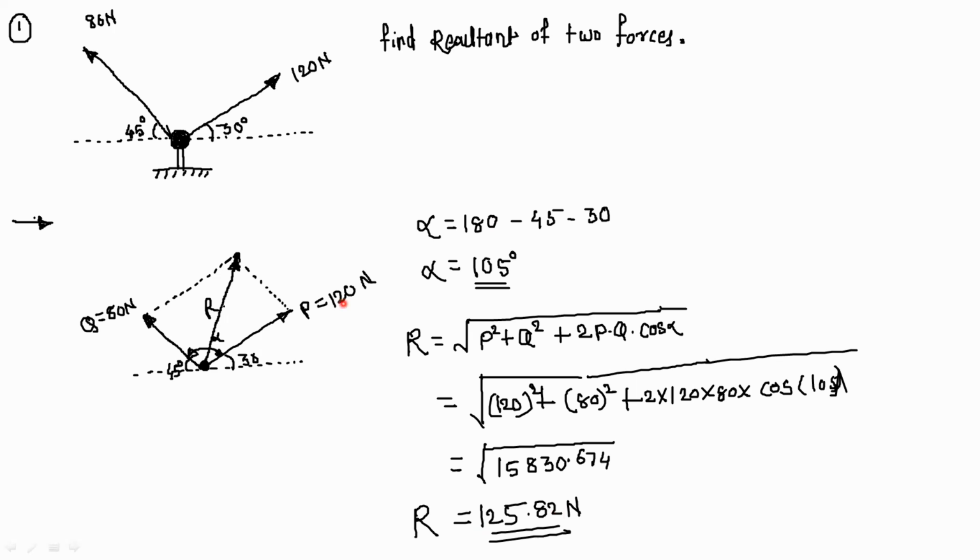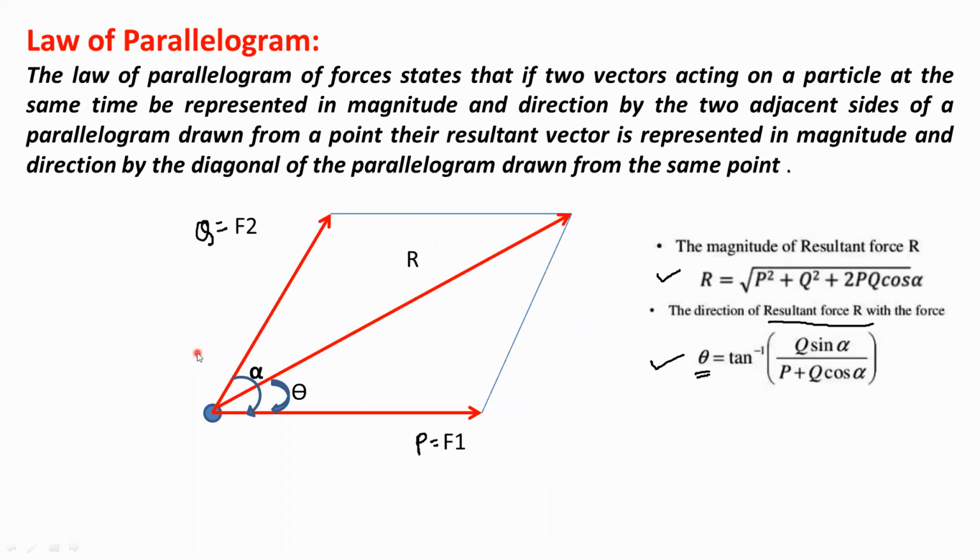And to find the angle of the resultant with respect to the P force, we will assume this angle is theta. So we can compare this diagram with the standard diagram. This is our theta, this is the resultant. Then we will use this formula: theta is equal to tan inverse of Q sin alpha divided by P plus Q cos alpha, considering the opposite force Q.